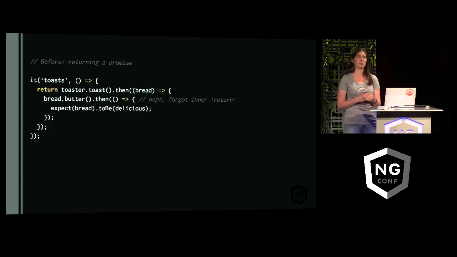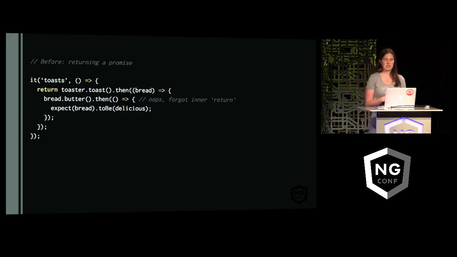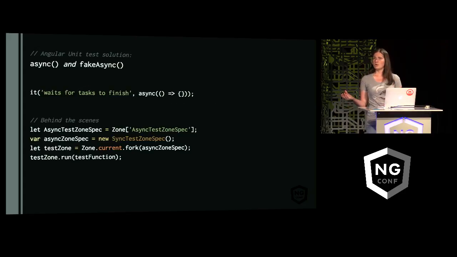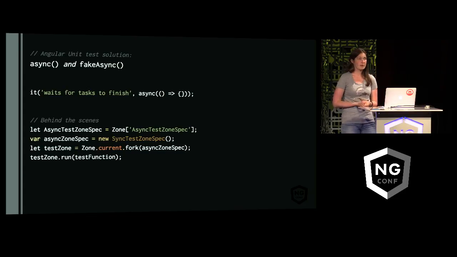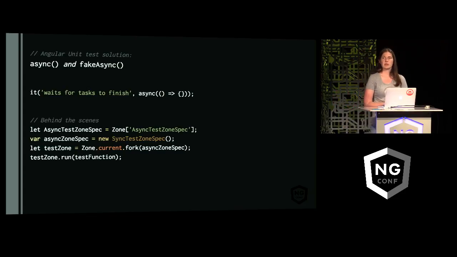But this can also be problematic because it's very easy to forget inner return statements on promises. So in this example here, we would never get to that inner expectation because our outer promise would resolve, and our test wouldn't actually be testing that your toasted bread is delicious. So in Angular, we can help out by using zones. We've written 2 helpers that are available in the Angular testing library called async and fakeAsync, which will help you deal with asynchronous activity in your zones, unsurprisingly.